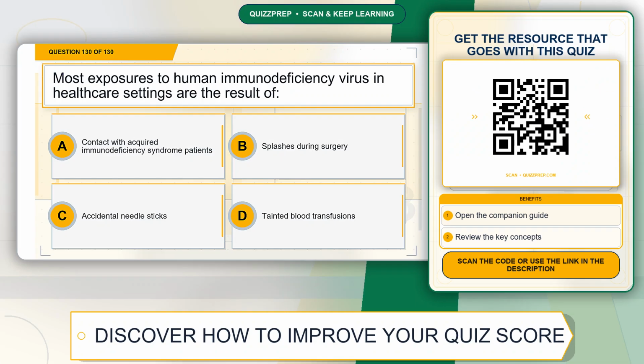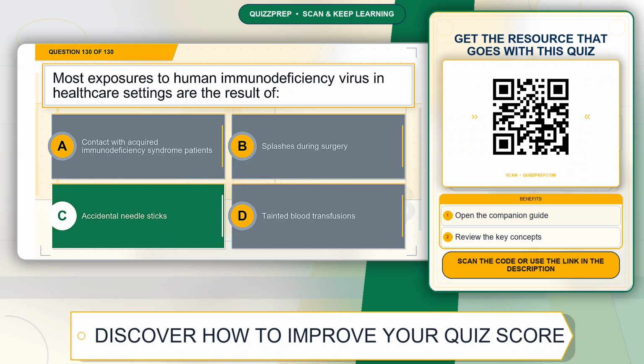Question 130. Most exposures to human immunodeficiency virus in healthcare settings are the result of: Option A, contact with acquired immunodeficiency syndrome patients. Option B, splashes during surgery. Option C, accidental needle sticks. Option D, tainted blood transfusions.